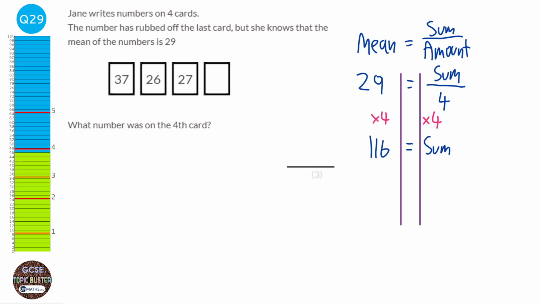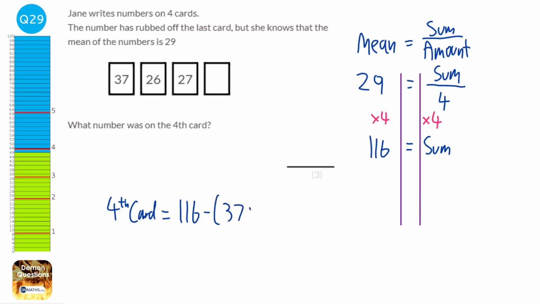So all we need to do to find the 4th card is get that 116 and just take away the numbers that we know. And when we do that, we get the answer 26. Now you can easily check this by adding up 37, 26, 27 and 26 again, and then dividing it by 4, and you will get 29.